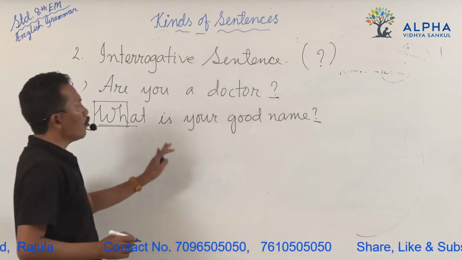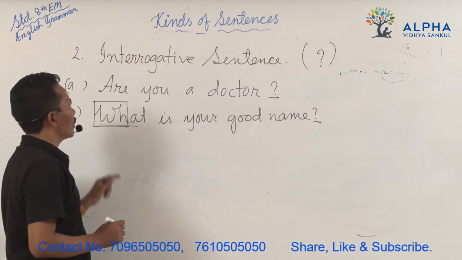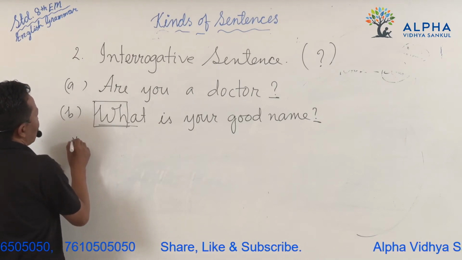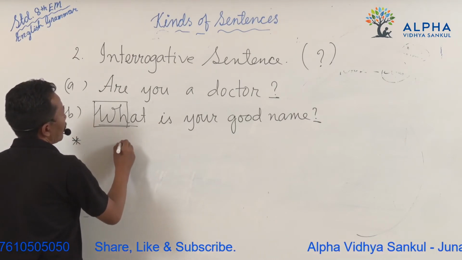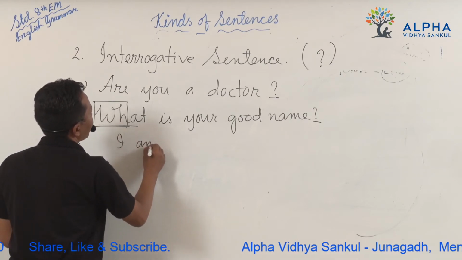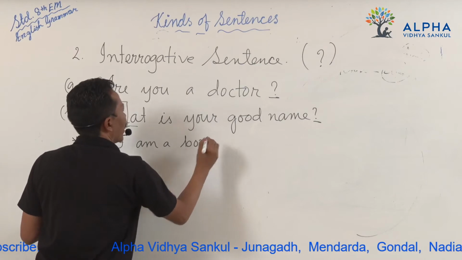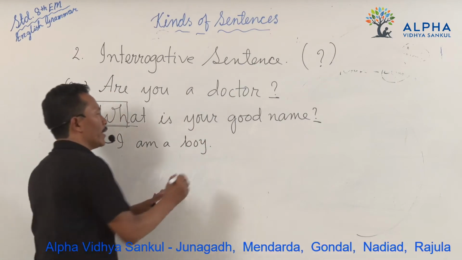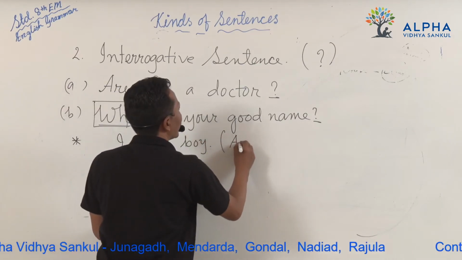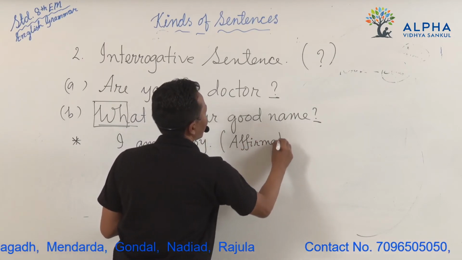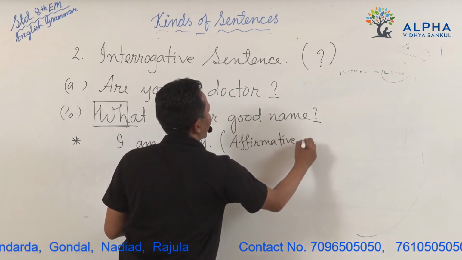Then students, how do we form the interrogative sentence? See, here a sentence is given. I am a boy. The sentence is given. This is what sentence? This is the affirmative sentence.